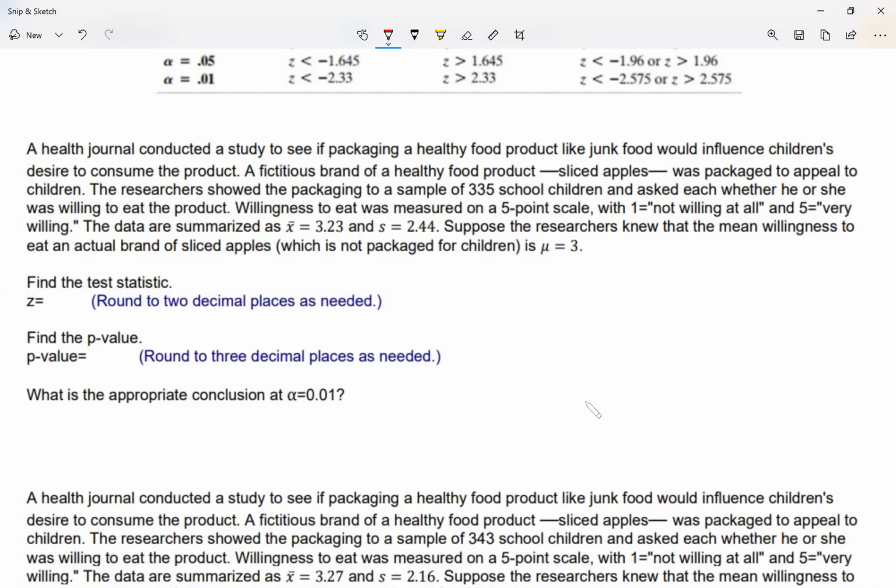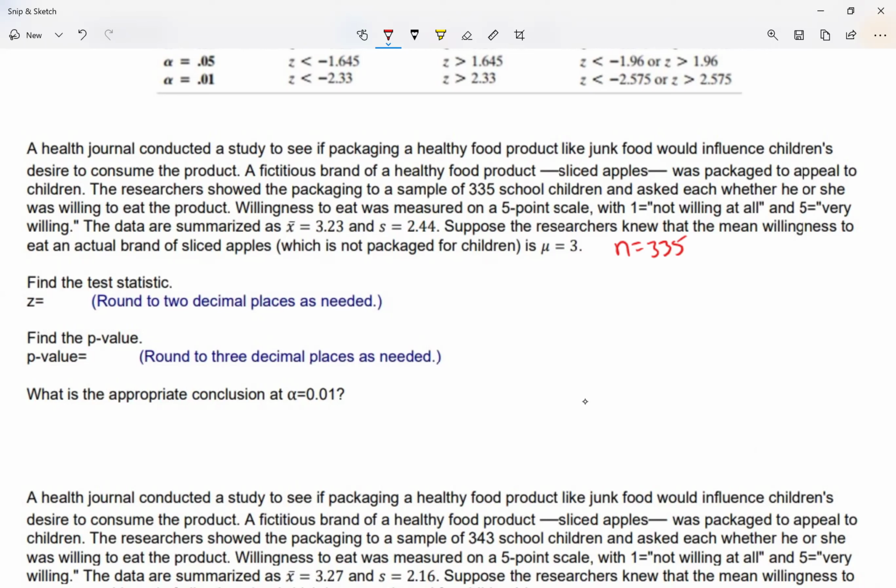Now, the researchers showed the packaging to a sample of 335 school children and asked each whether he or she was willing to eat the product. So my N, the number of people in my study, is 335. Now the data are summarized. The X crossbar is 3.23. The standard deviation is 2.44. Suppose the researchers knew that the mean willingness to eat an actual brand of sliced apples, which is not packaged for children, is 3. So the actual mean is 3. The null mean is 3. Now find the test statistic.